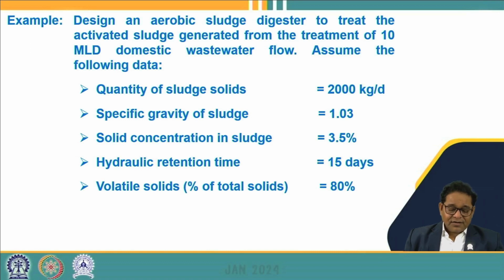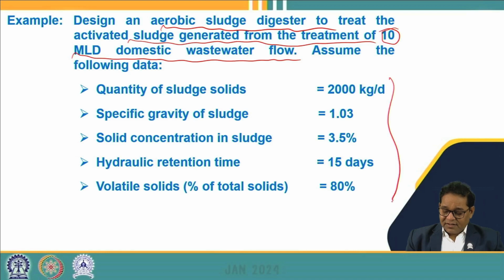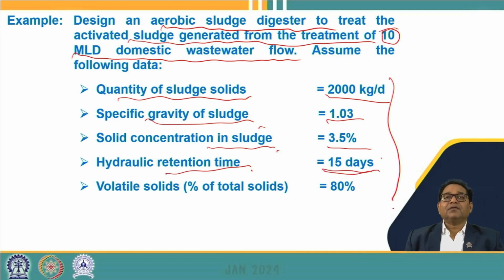So let us take one example. Here we have to design an aerobic sludge digester to treat the activated sludge which is generated from the treatment of 10 MLD, that is the flow of the wastewater. There is certain data also given, like how much sludge solids are generated, that is around 2000 kg. Specific gravity of the sludge is also given. Similarly, the percentage solid concentration is also given, and the HRT that we have to follow, that is 15 days, is also given.